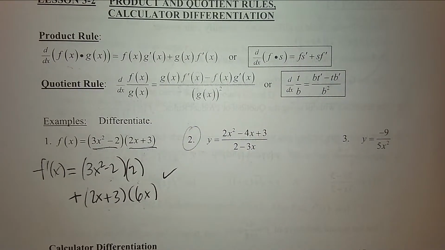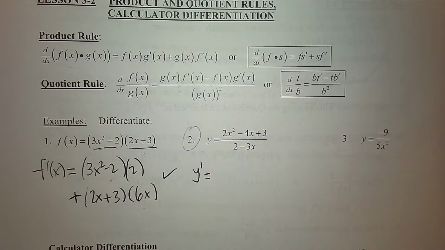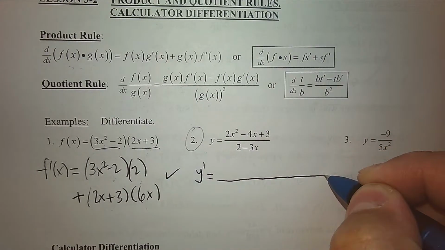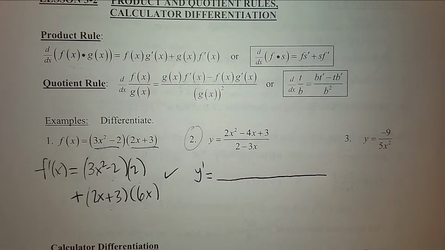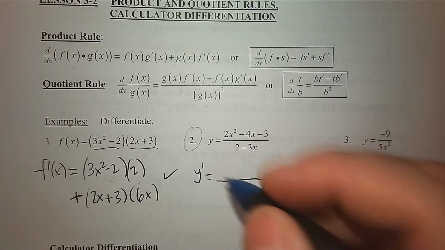Here we go. Y equals. So the derivative, y prime. We're going to draw a beautiful long fraction line, and you are getting over that phobia. And it won't matter here because we're not simplifying it. We're just applying the rule. So the rule starts with what? The bottom or the top? Bottom. Yay.